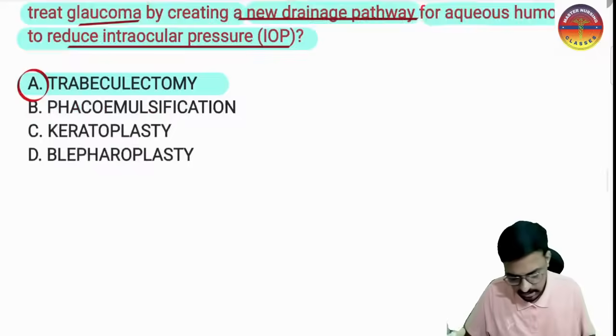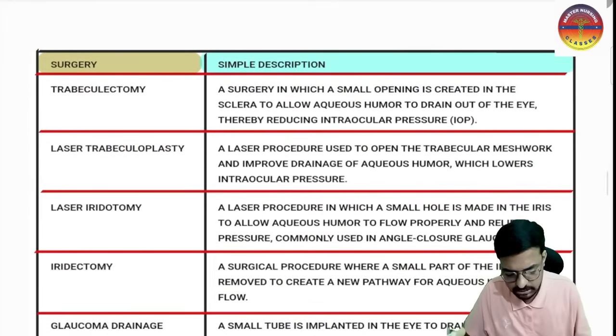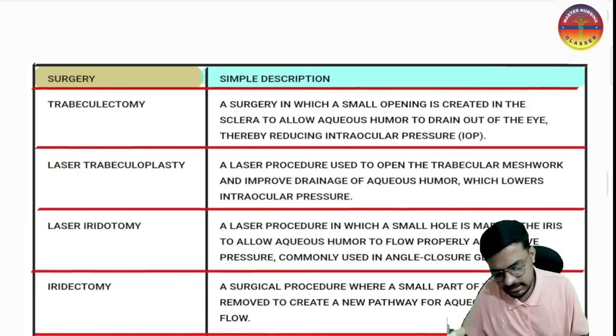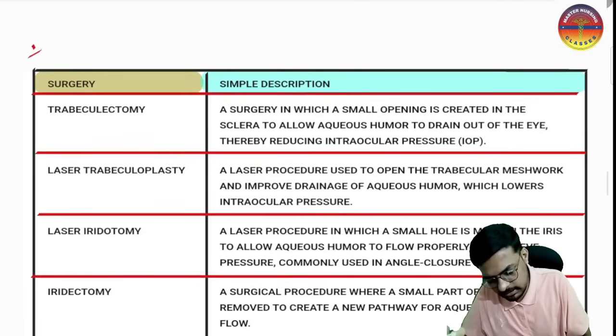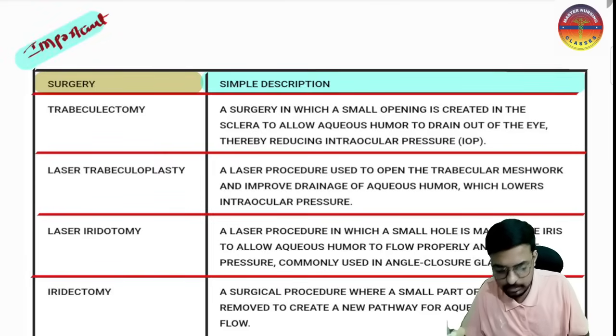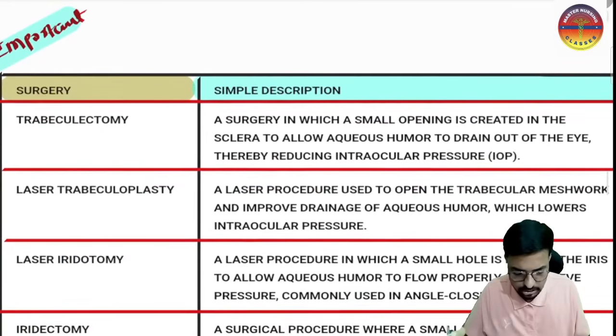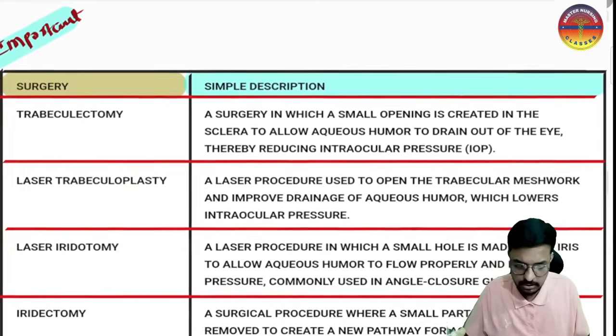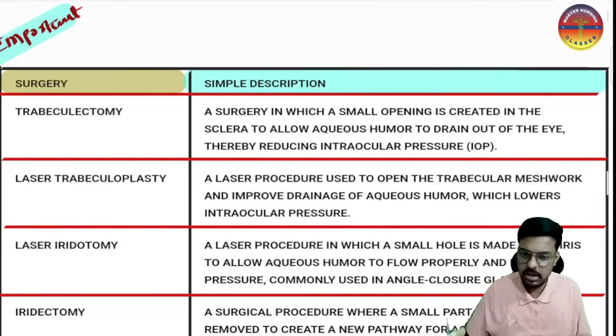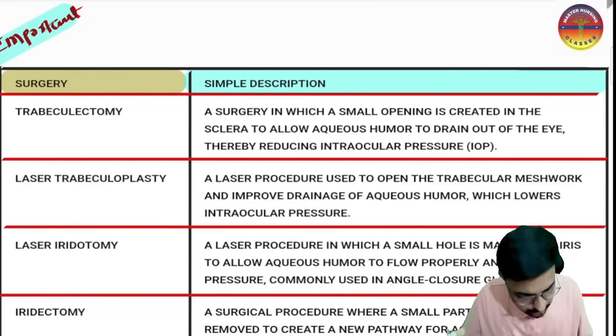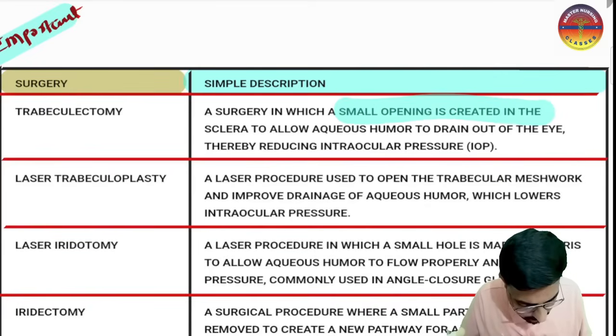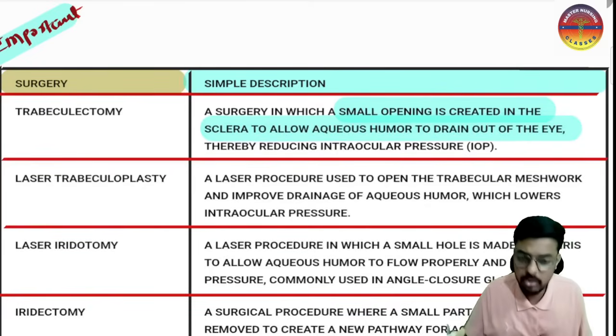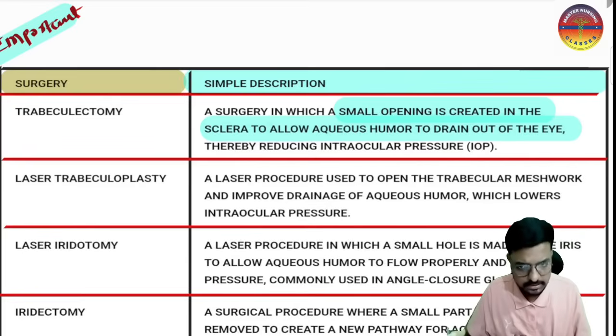So here we have the various surgical options in the treatment of glaucoma, and this is an important chart for your exam, so please do remember. Here we have the trabeculectomy. Trabeculectomy means a surgery in which a small opening is created in the sclera of the eye to allow the aqueous humor to drain out of the eye, thereby reducing the intraocular pressure.